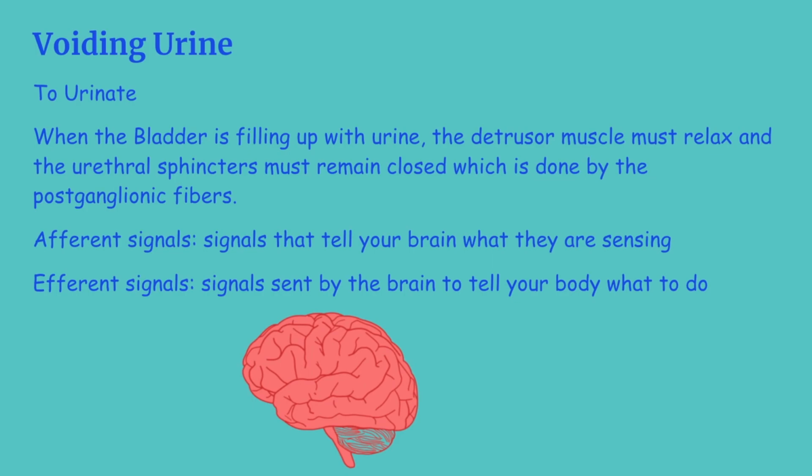Well, we'll talk about all of this stuff later in the ThinkPad. Now, the main vocabulary to learn is afferent signals, which we'll learn in the nervous system. These are signals that tell your brain what they are sensing. There's also efferent signals, which are signals sent by the brain to tell your body what to do. To understand voiding of urine and the neural control it has, let's go to the ThinkPad.